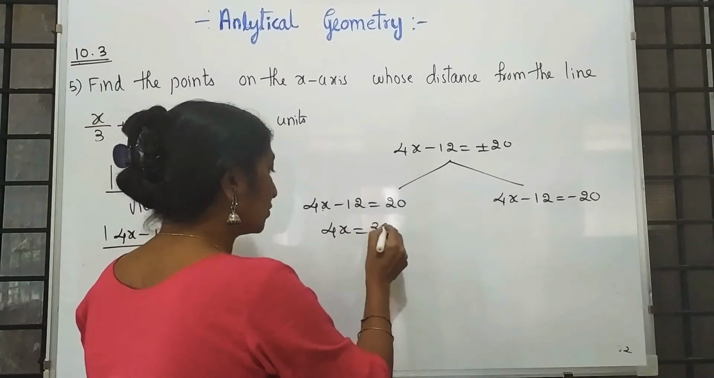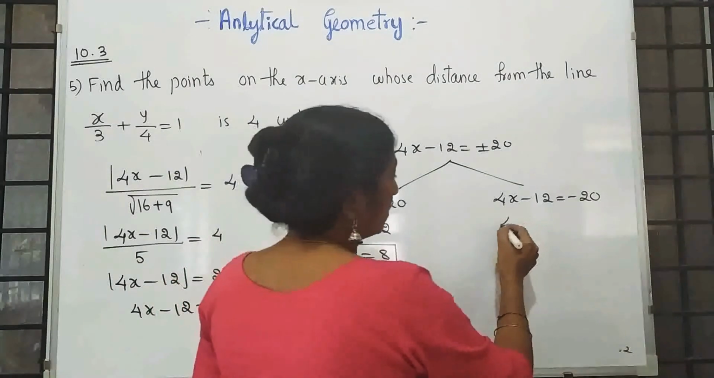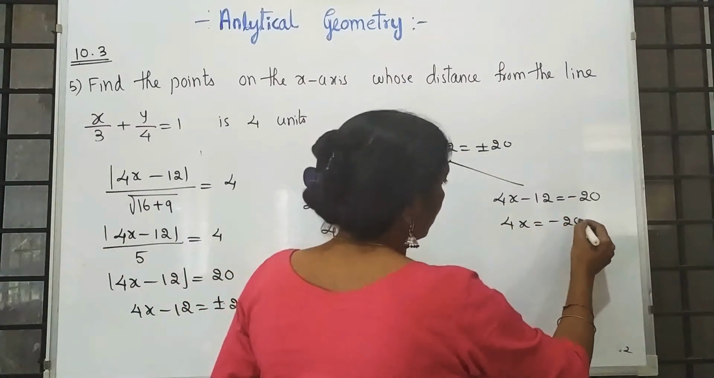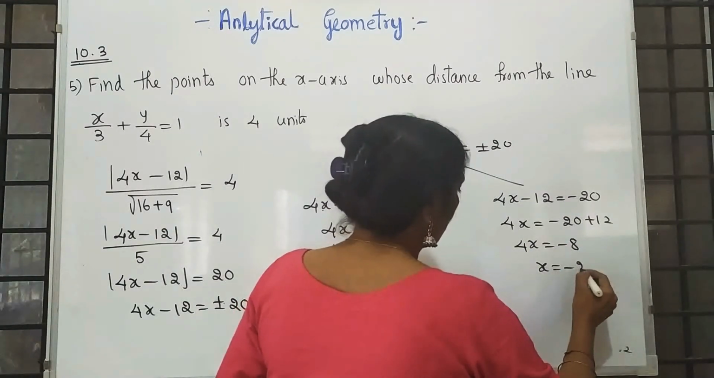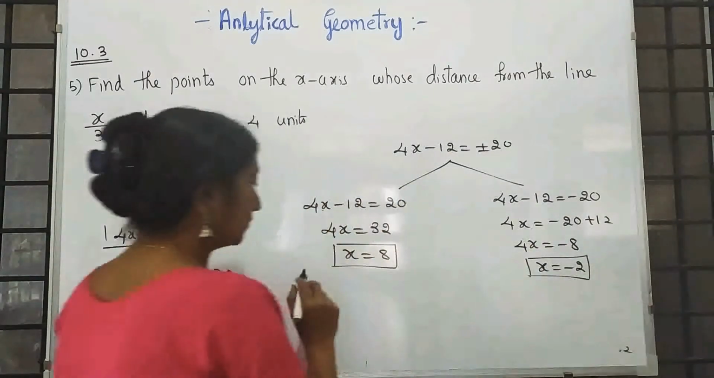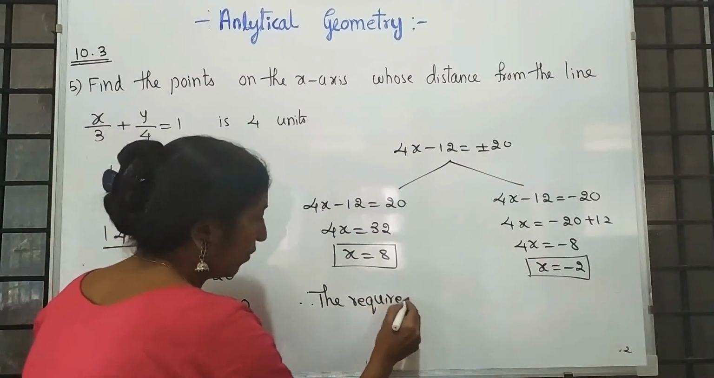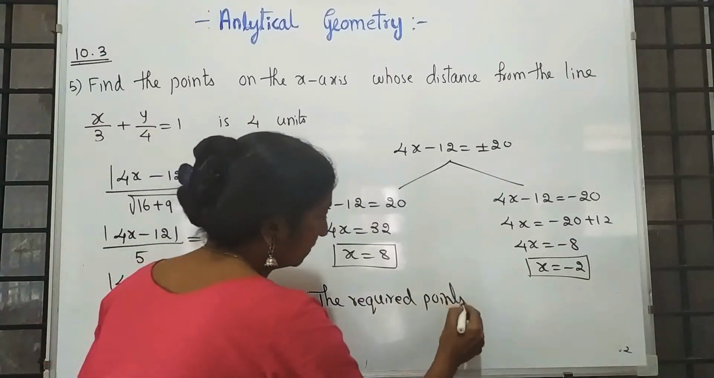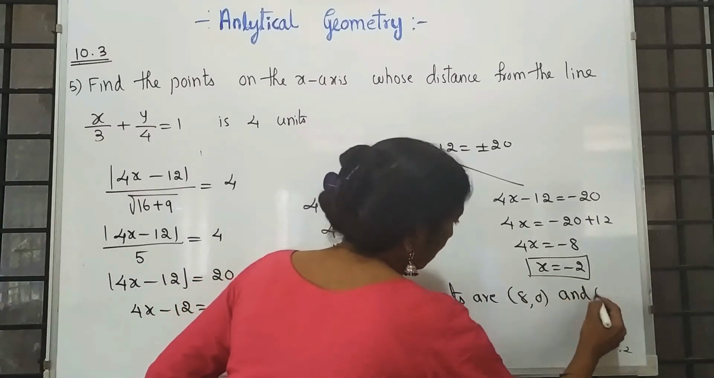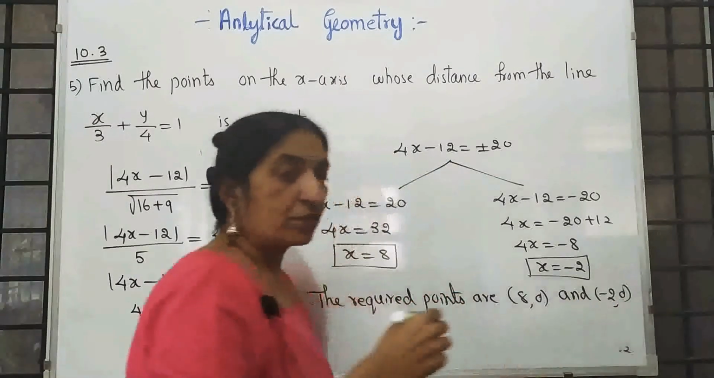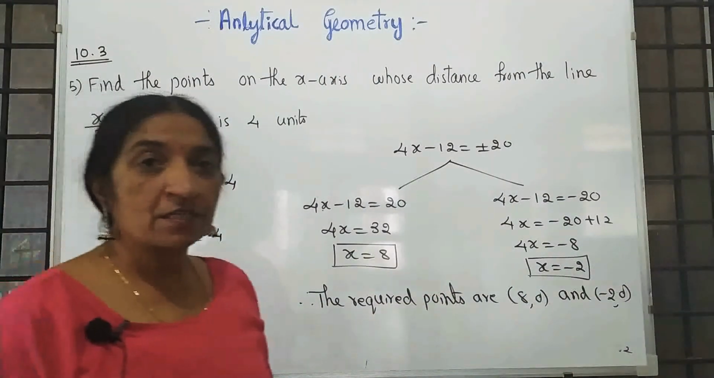4x is equal to 32 or x is equal to 8. Next, 4x is equal to minus 20 plus 12. 4x is equal to minus 8, x is equal to minus 2. Therefore, the required points are 8, 0 and minus 2, 0 because the point is in the form of x comma 0. Now moving to the next question, that is question number 6.